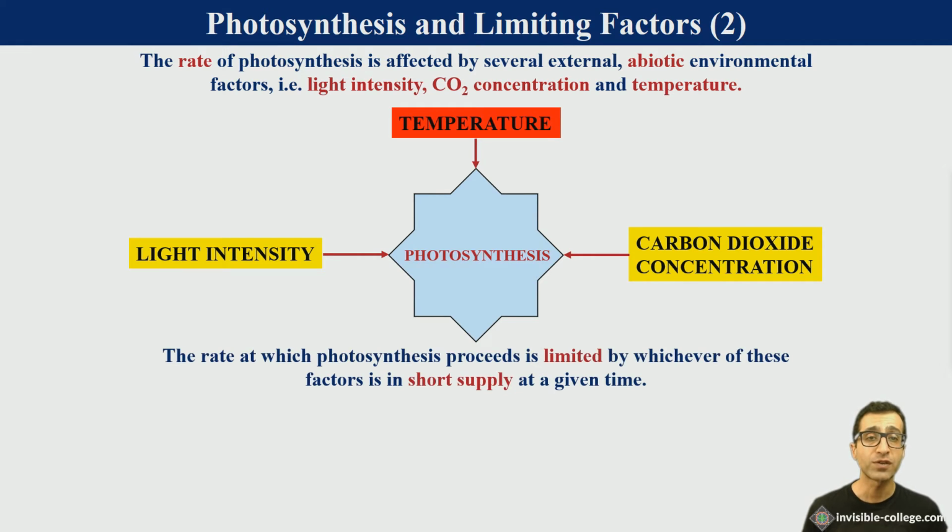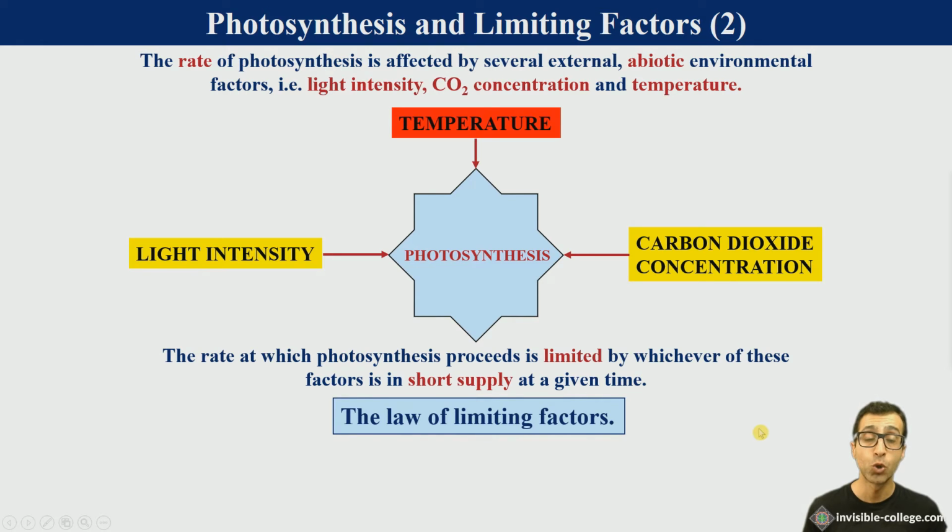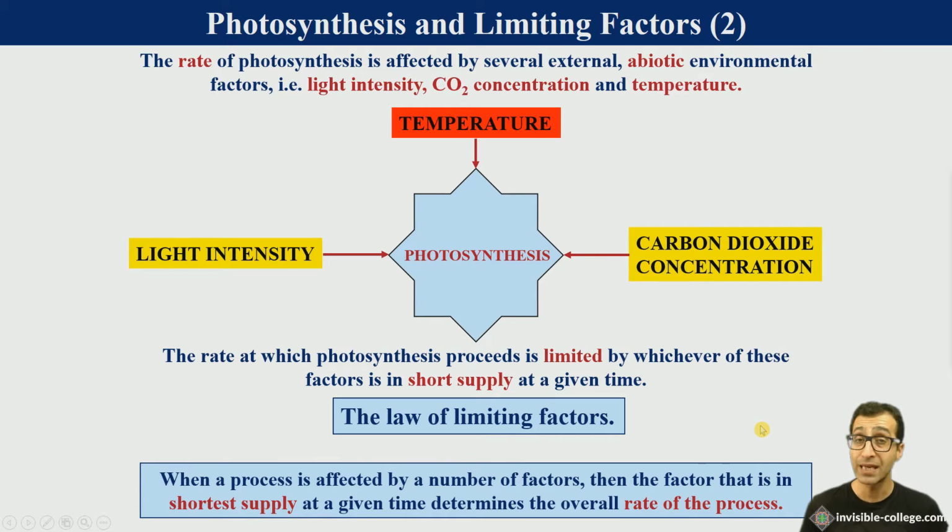So the rate at which photosynthesis happens is limited by whichever of these factors is in the shortest supply at a given time. And this is what we would refer to as the law of limiting factors. Now we can state this as follows: when a process, any process, such as photosynthesis, is affected by a number of factors, then the factor which is in shortest supply at a particular time is going to be the one that determines the overall rate of the process which we're talking about. So you can think of this in terms of the analogy of a factory production line.